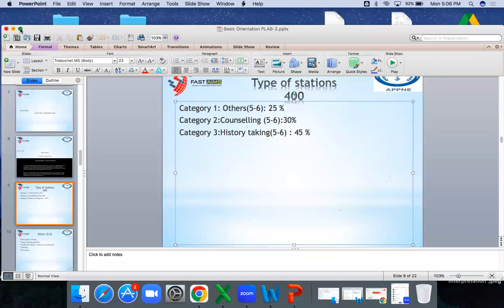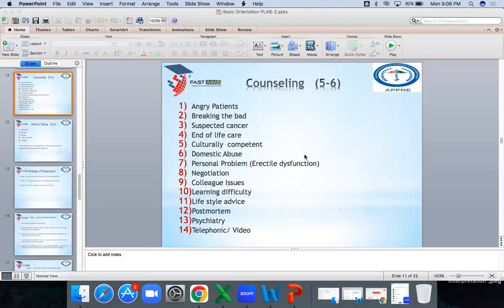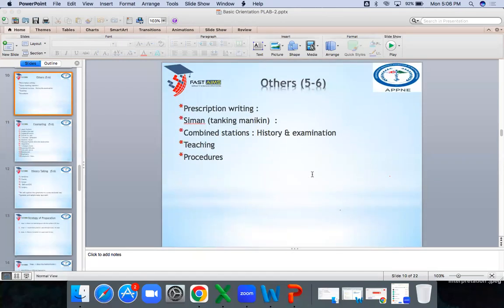Okay, I am going to zoom. Regarding this slide, the others category. Why is it the others category? Prescription writing, number one. SIMMAN, the talking mannequin, which we are going to do today, and we are going to finish it today. Prescription, Dr. Adil will take the last 2 lectures consecutively, and this will be done in 2 lectures. Similarly, the teaching scenario, Dr. Junaid will take this class tomorrow. The teaching and procedure will be done tomorrow.